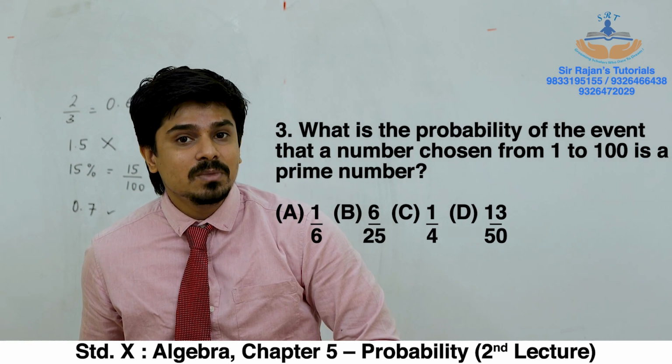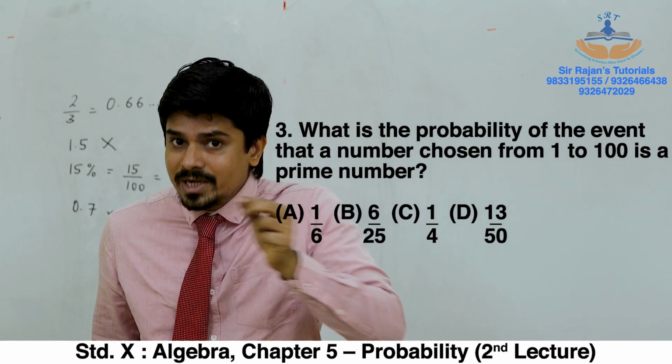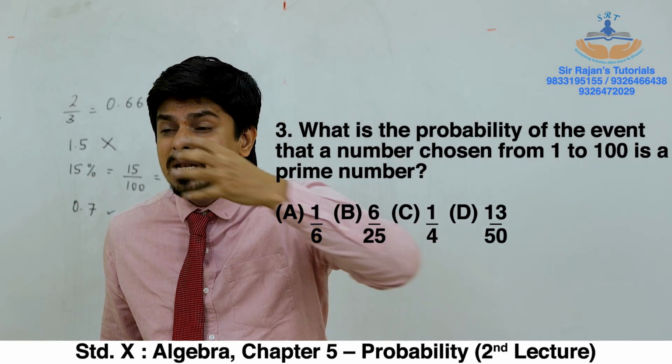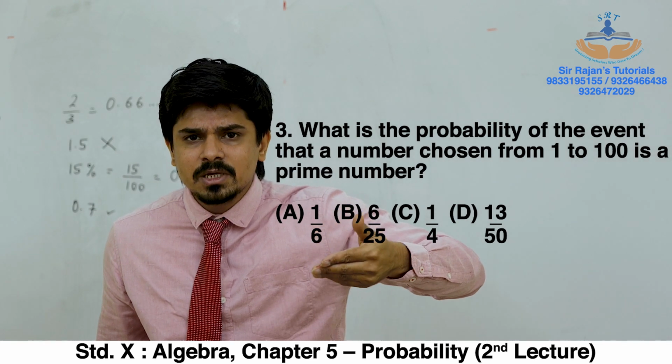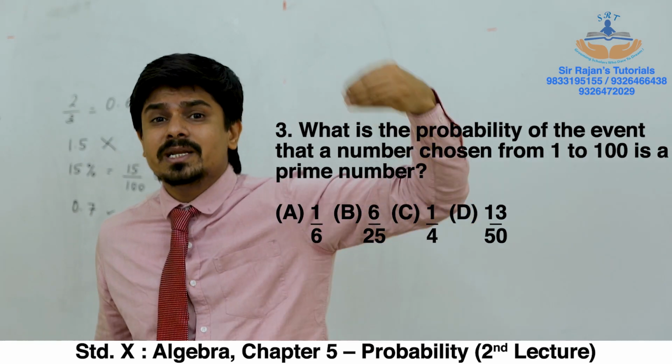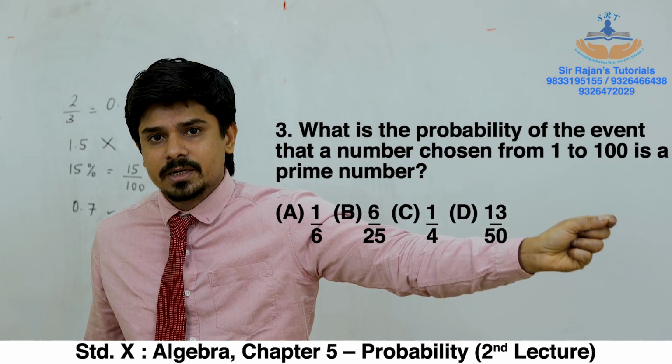Now you want prime numbers from 1 to 100. A number is being chosen from 1 to 100. So the possible numbers that I am going to choose: it can be 1, it can be 2, it can be 3, it can be 90, it can be 91, till 100. So N of S will be 100.